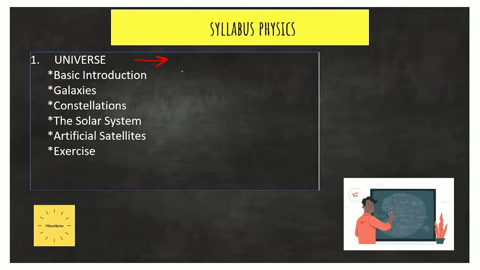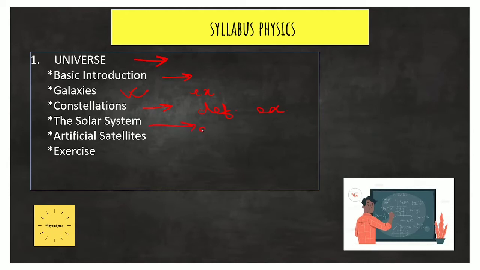What is universe? We will see a basic introduction of the universe, and then we will move on to galaxies. What is a galaxy? And we will know about a few examples. We will then move on to constellations. What is a constellation? We will know the definition of a constellation, and then we will learn about a few examples. We will then move on to solar system.